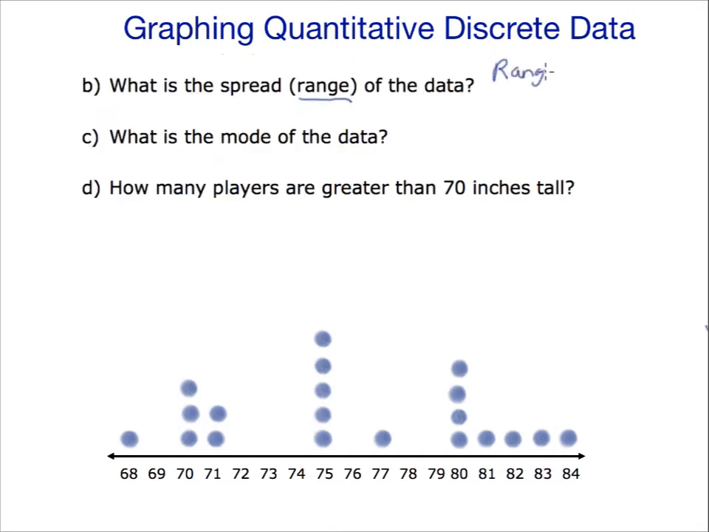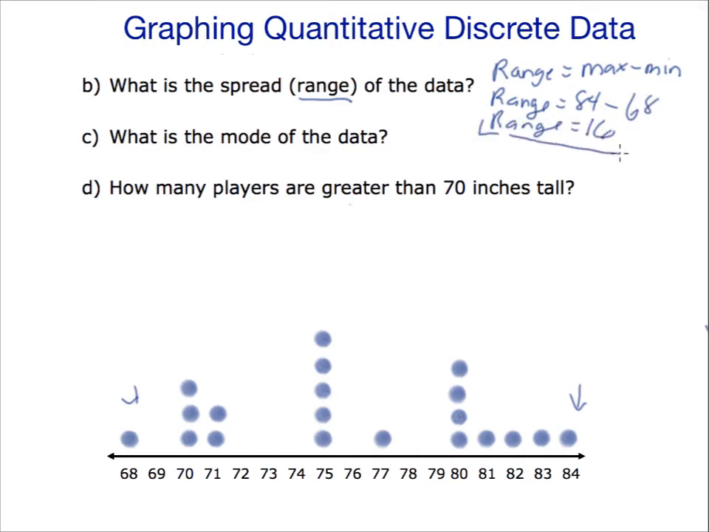First, we're going to learn how to find range. Range is simply the max value minus your minimum data point. So our max here is 84 and our minimum is 68, so our range of data would be 16. We go through 16 values. In this case, our unit of measurement is inches. The mode is the one that occurs most often, so it's easy in this distribution to see that the mode is 75 inches.